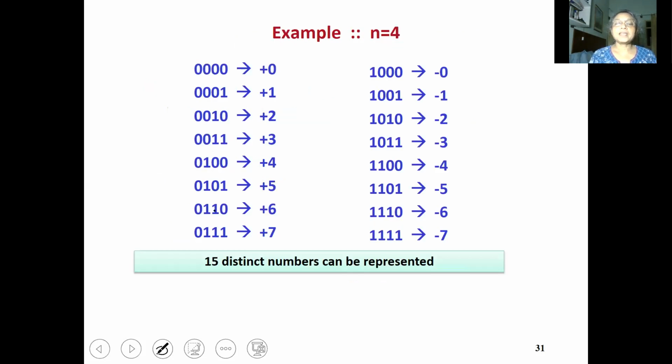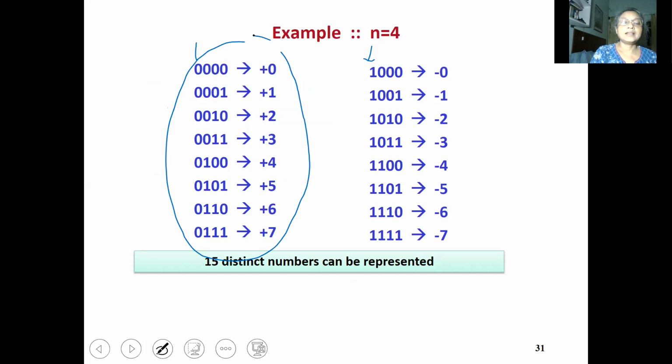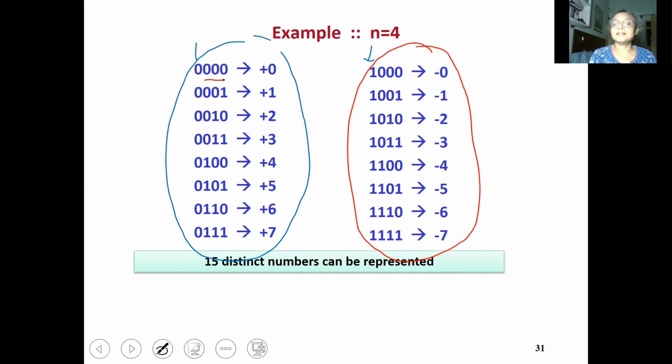So in this case, suppose we have 4 bits, then these are the numbers whose leftmost bit is 0. These are the numbers whose leftmost bit is 1. So these are all the positive numbers and these are all the negative numbers. And then the right 3 bits represent the magnitude. So this is plus 0, plus 1, plus 2 up to plus 7. And this is minus 0, minus 1 up to minus 7.